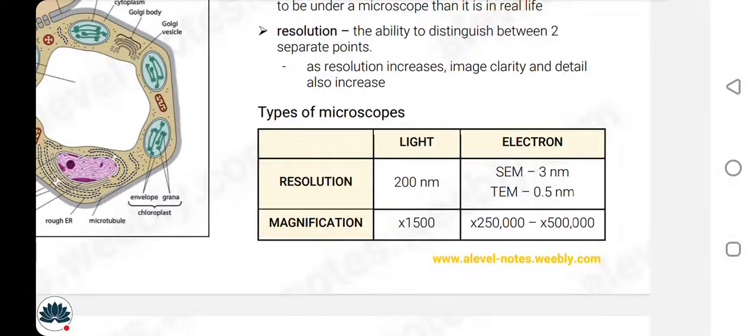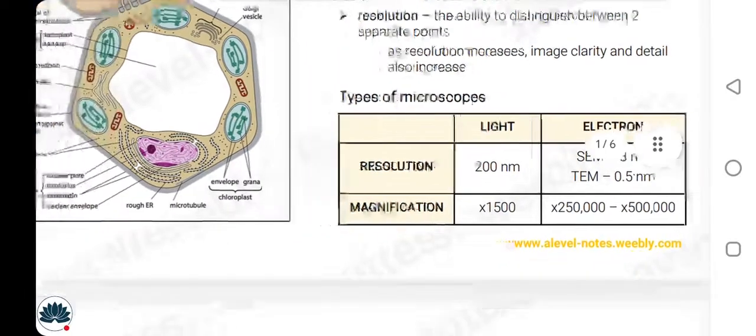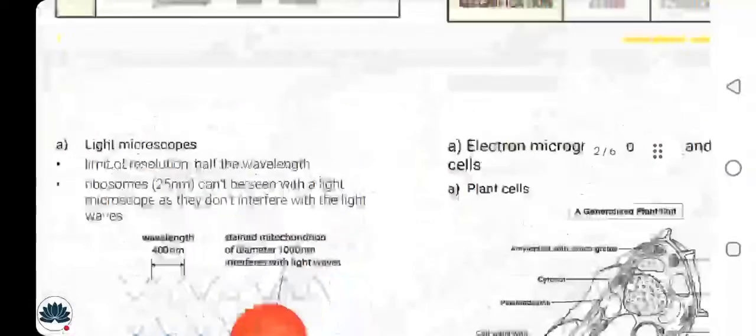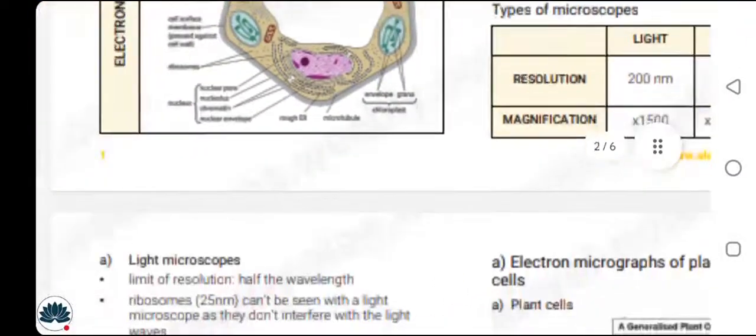All right, so the TEM means the transmission electron microscope, and the SEM means the scanning electron microscope. The resolution for the scanning electron microscope is 3 nanometers and for the transmission electron microscope is 0.5 nanometers. The magnification for the SEM is multiplied by 250,000, and for the TEM, or transmission electron microscope, it is 500,000. All right. So it means you are required to just multiply the magnification.